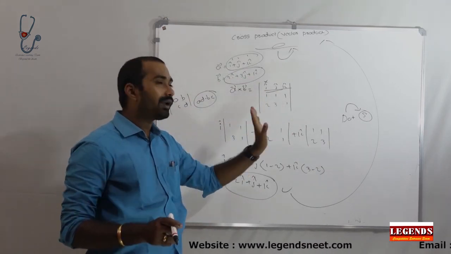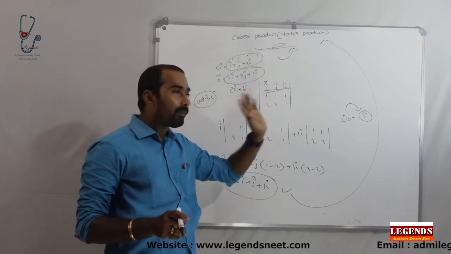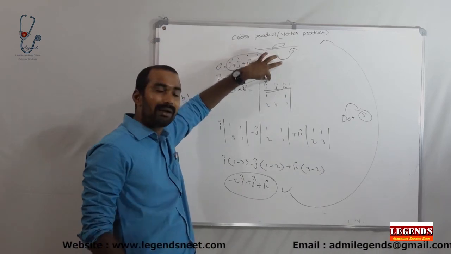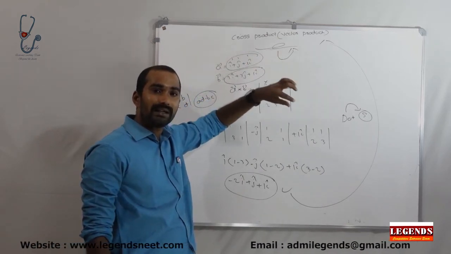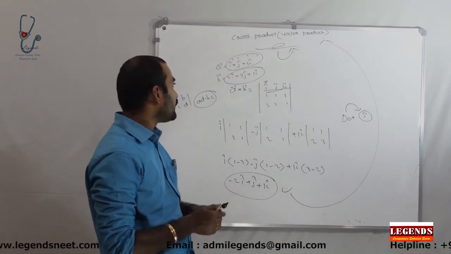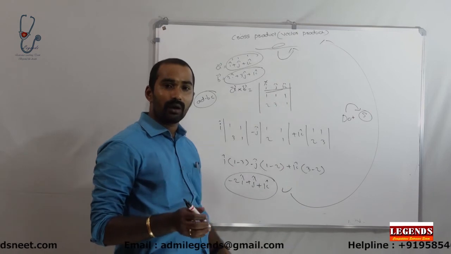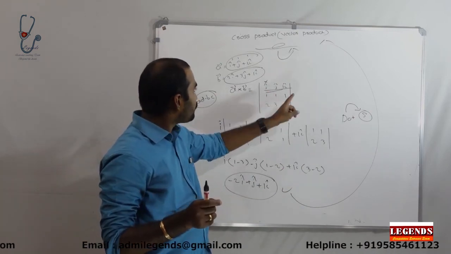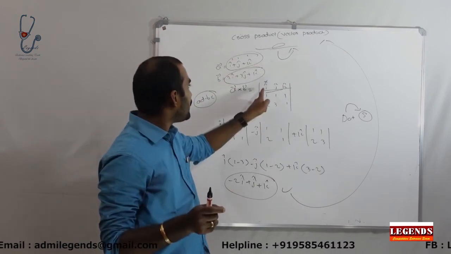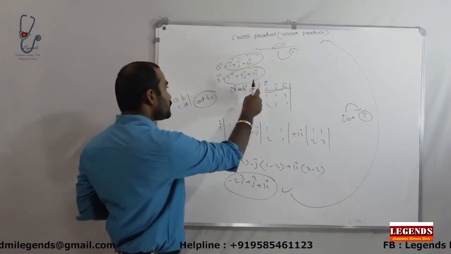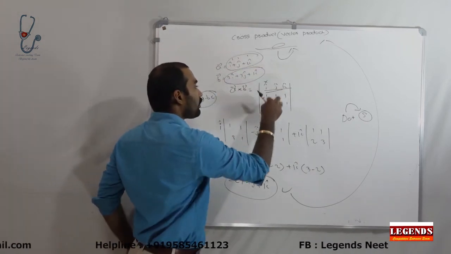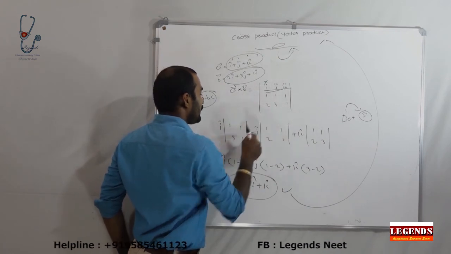Open along any row or any column. The easy method is opening along the first row. I am opening using the first row. In the first row, the leading element is i. The method for finding the 3 by 3 determinant is we can open it by any row, any column. Here we know that there are 3 rows and 3 columns. First of all, take the leading element i, exclude that row and column. The remaining one is 1, 1, 3, 1.